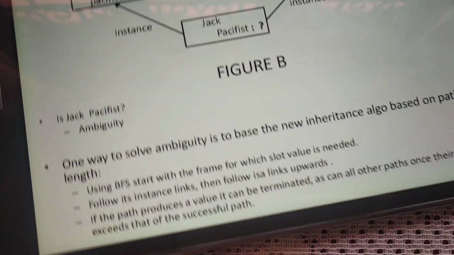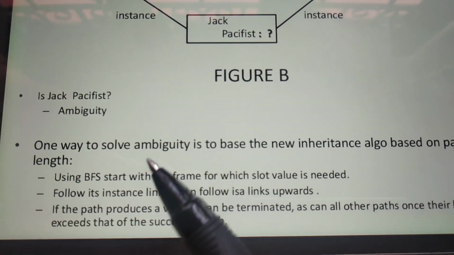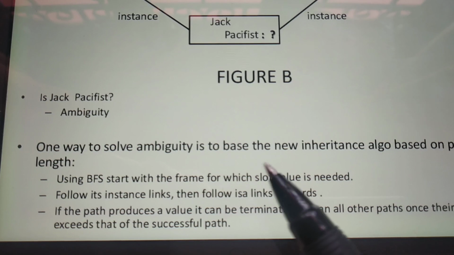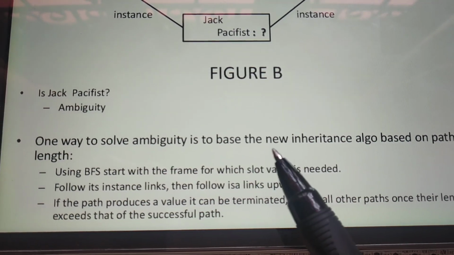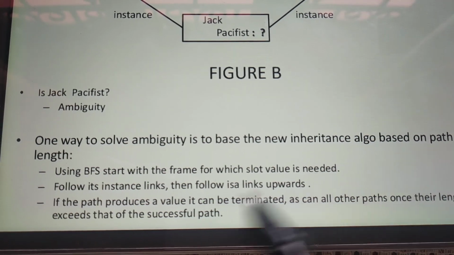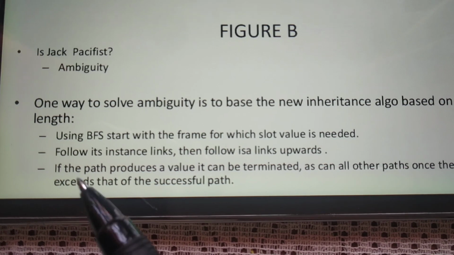Right? Now let us see some methods to solve this. One way to solve the ambiguity is to base it on a new inheritance algorithm. So we are going to define a new inheritance algorithm based on the path length. Okay, there is a concept called path length. So what is path length?